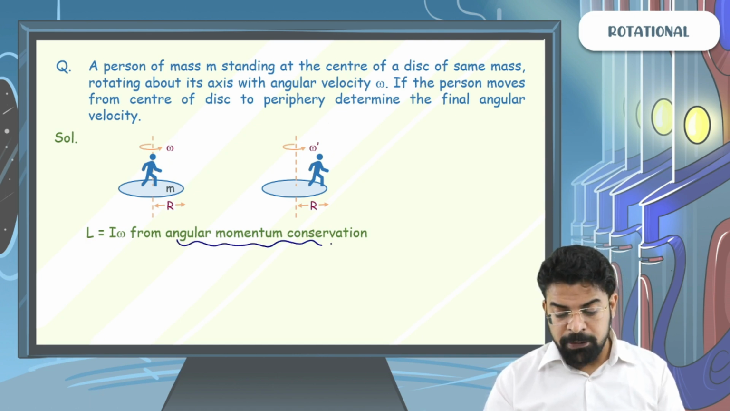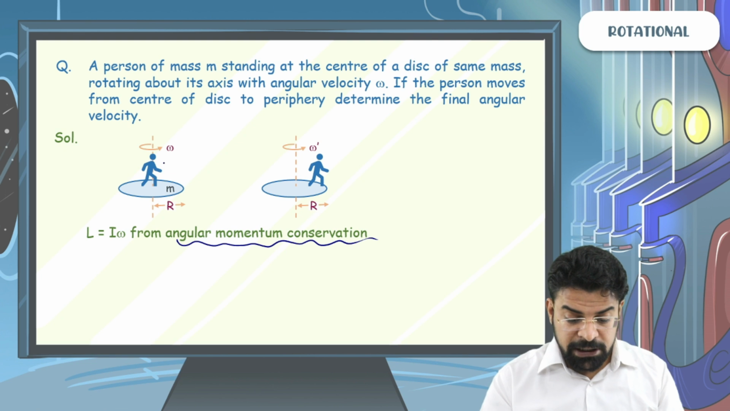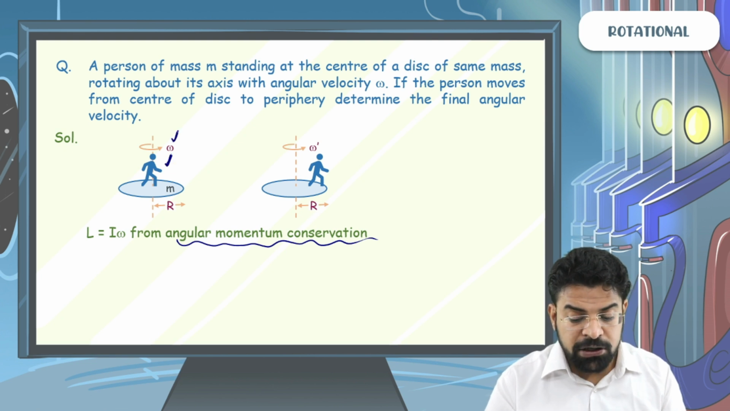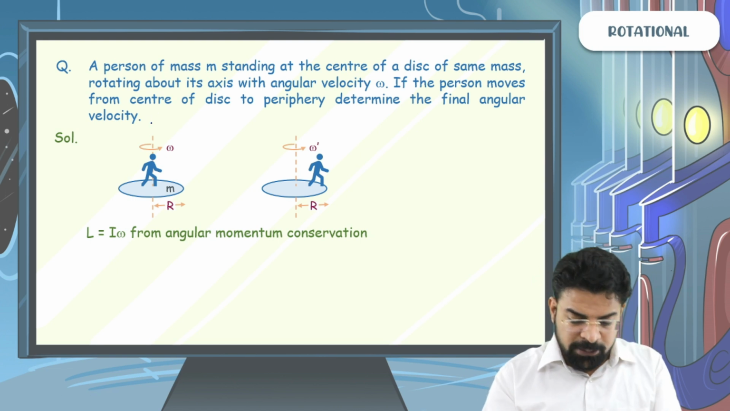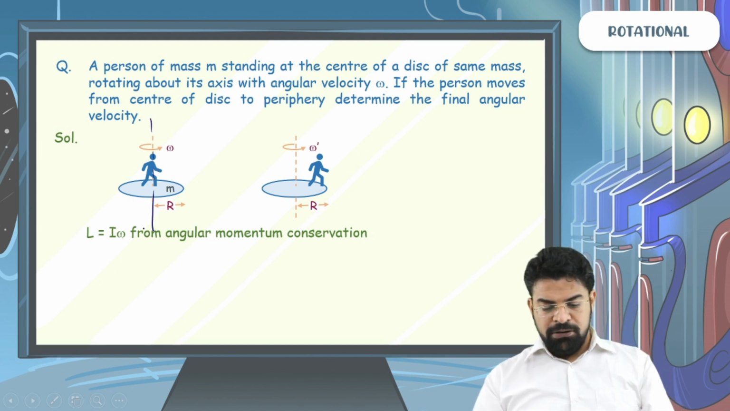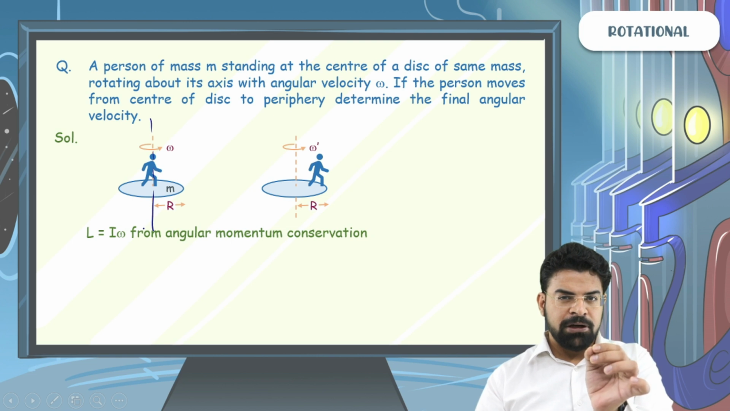From angular momentum conservation, initial moment of inertia into initial omega. When you write the initial moment of inertia of the whole system about this axis, how will you write? You will say, sir, the whole mass of the person is on the axis.